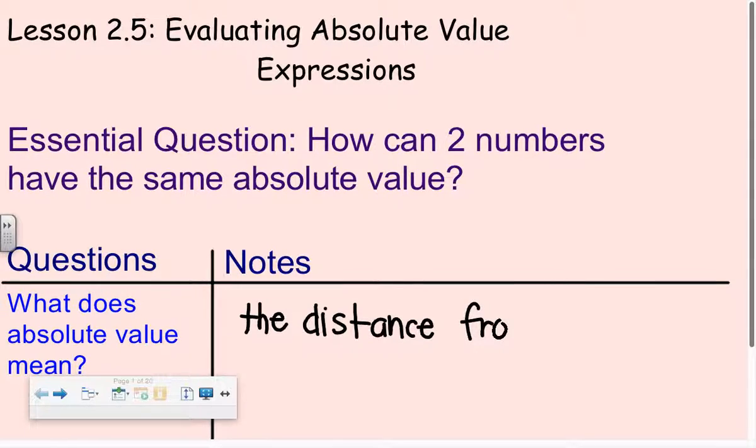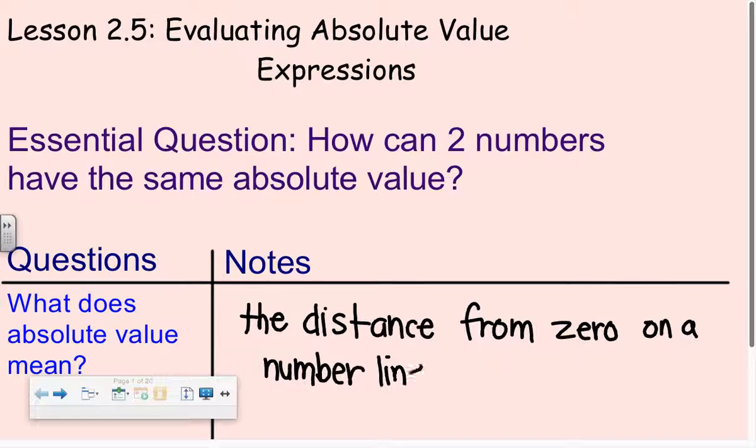from 0 on a number line. So think about distance: it is always positive. You can never travel a negative distance. You're always going to go a positive distance. So that's the first thing that we have to remember: absolute value is always going to be positive, because we're always talking about distance.